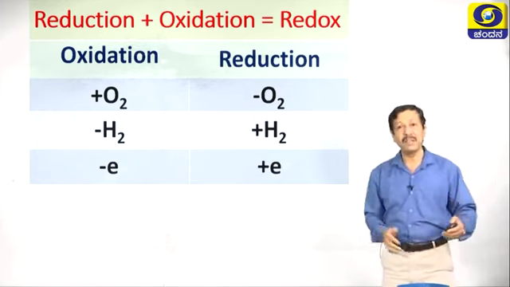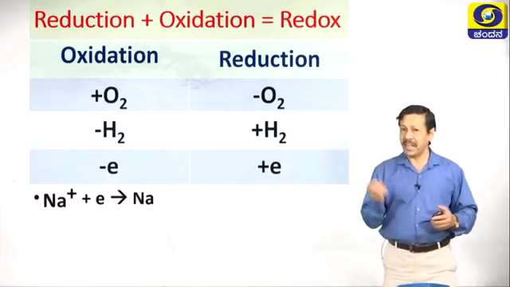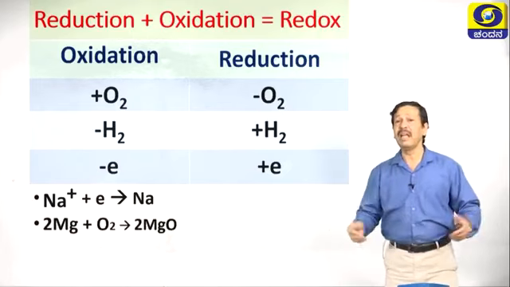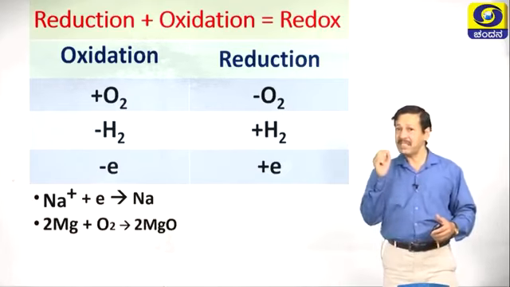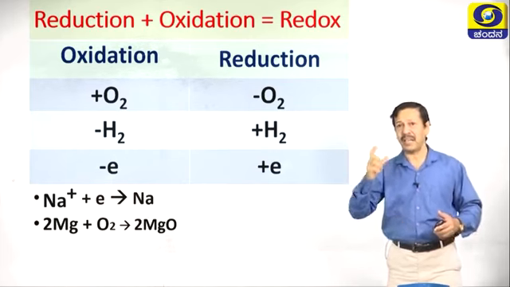Let us understand with an example. Sodium ion Na+ takes one electron and becomes Na. Here we say Na+ is reduced to Na.